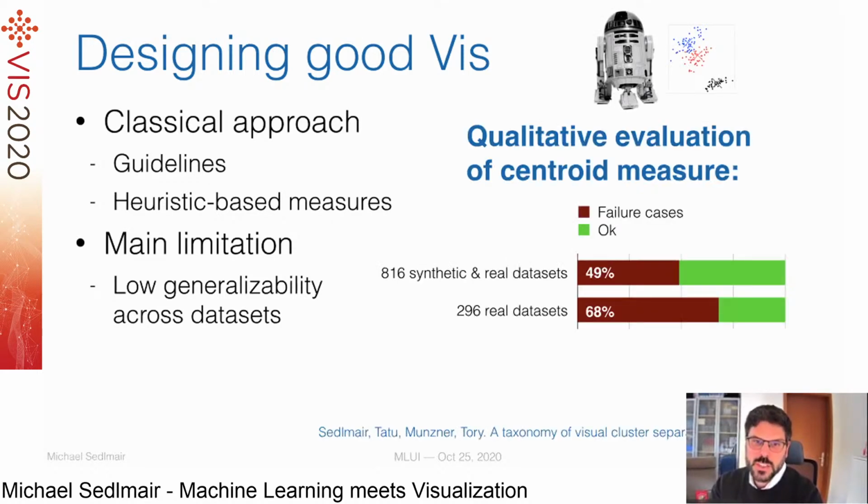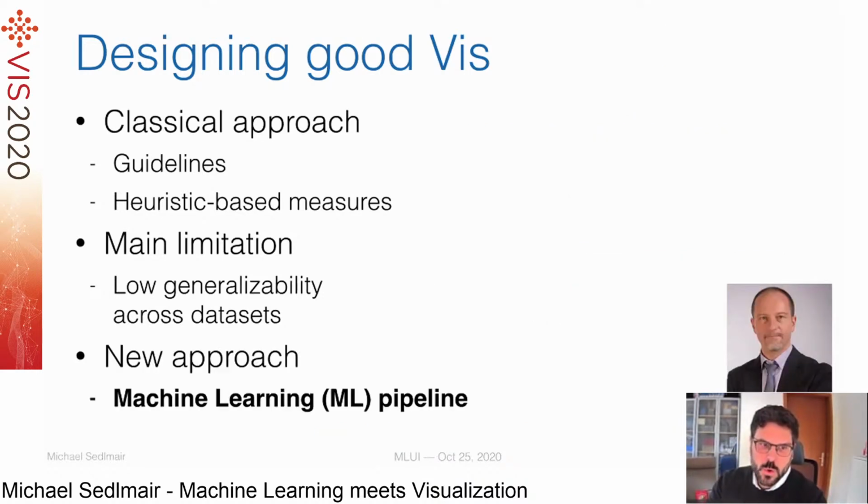So then we actually set out and tried it on 816 different scatterplot data sets, and we found there are some sort of failure cases in almost 50% of the cases. And if we excluded the synthetic data sets and only looked at the real data sets, we found that in almost 70% of the cases, there was something going wrong with these metrics. So this was the time, in 2013, when I started talking to Michael Aupetit.